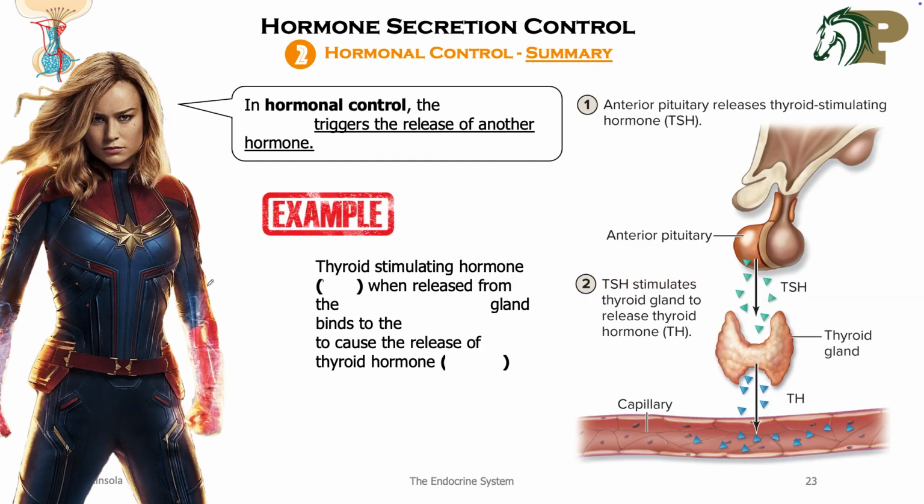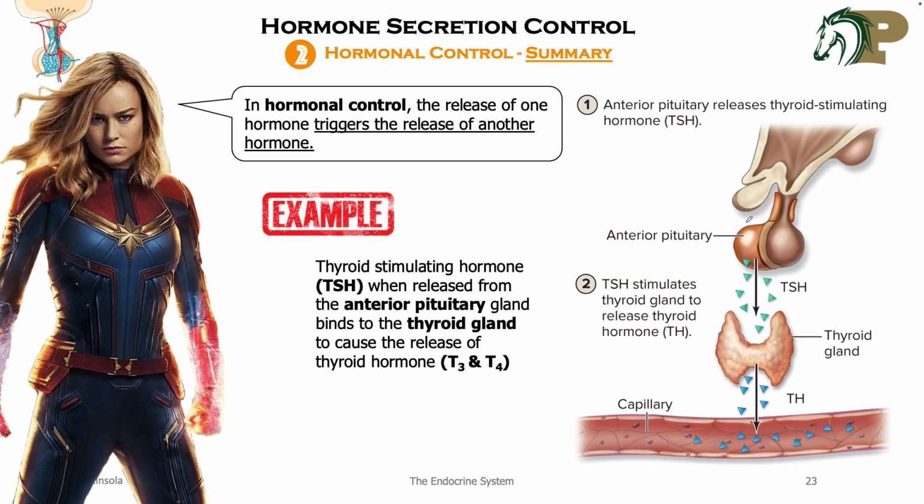So in summary, in hormonal control, the release of one hormone will trigger the release of another hormone. Example, thyroid stimulating hormone, which comes from the anterior pituitary. We abbreviate that as TSH. When released from the anterior pituitary gland, it will bind to the thyroid gland to cause the release of thyroid hormone known as T3 and T4. Okay.